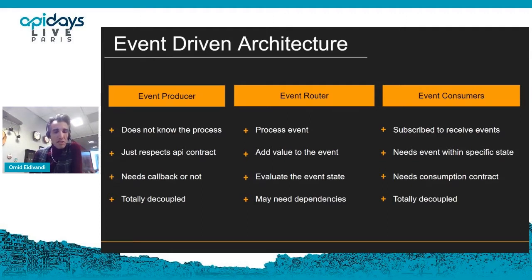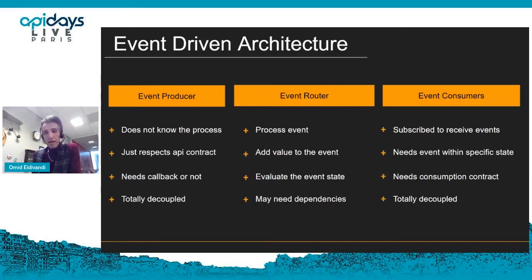The producer just needs to respect the API contract, which is versioned and well documented. And sometimes they need callbacks, but most of the time, no. It's rare that a callback is needed by the producer. And they're totally decoupled from the other parts of the system.